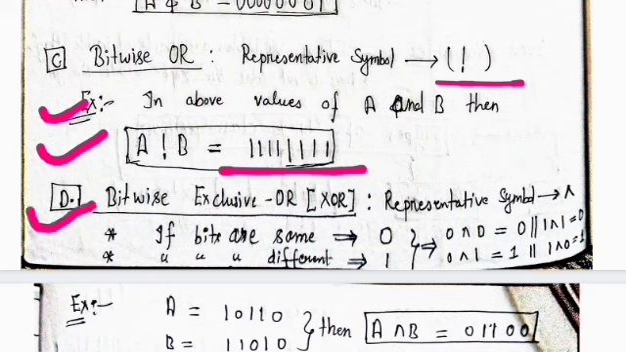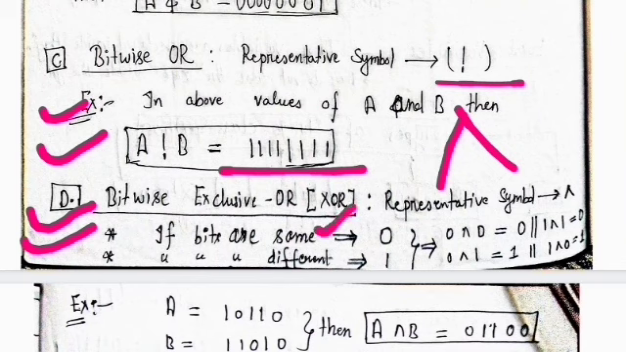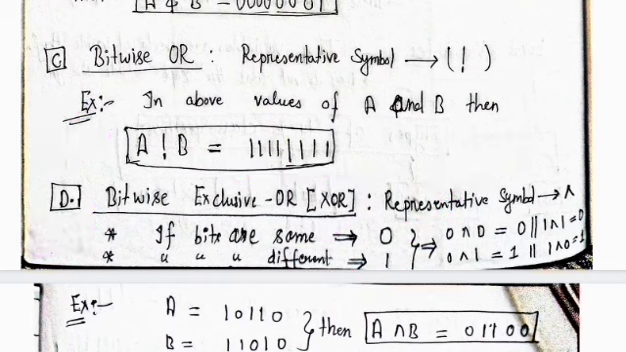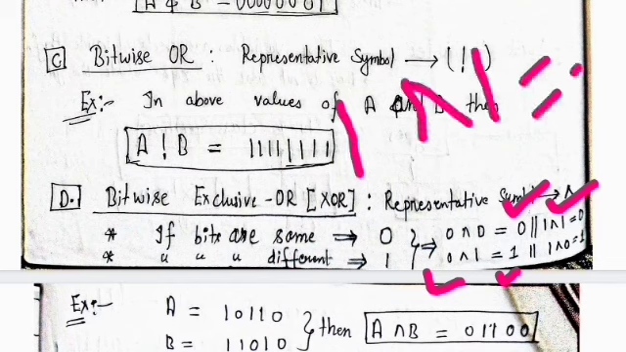Now come to the bitwise exclusive OR or XOR. It is represented like this symbol, and in the case of the bitwise exclusive OR, if both bits are the same, means 0 0, then it produces 0, else if the bits are different, then it produces 1. Means if 0 0, the same bit, then the output is 0. 0 1, then output is 1, because here both are different. If 1 and 1, then the value is 0.